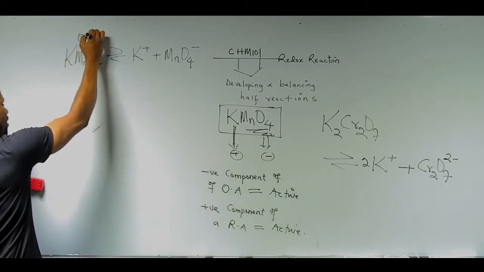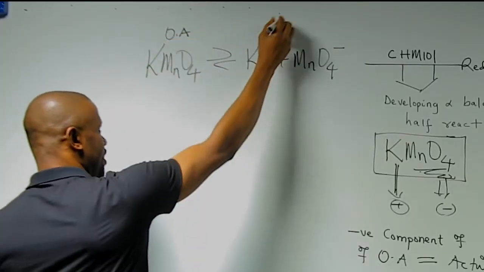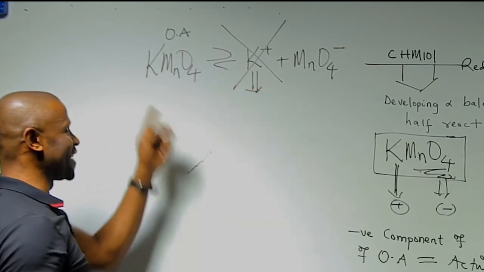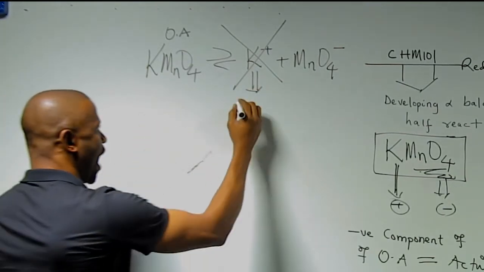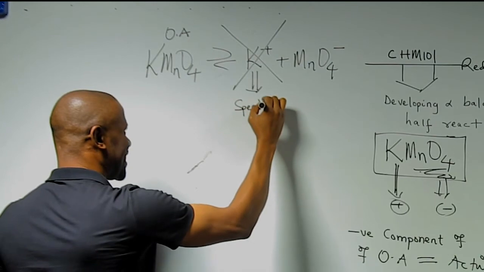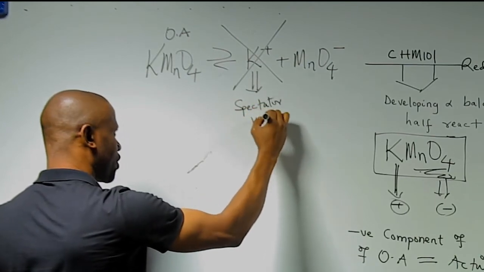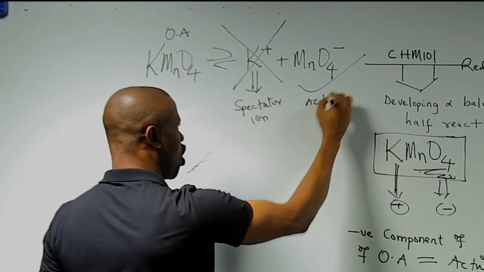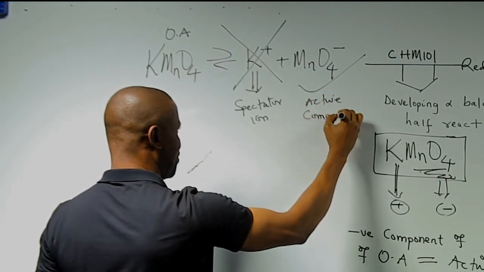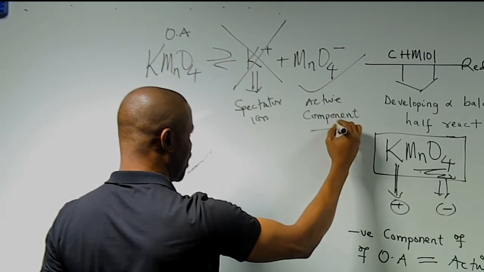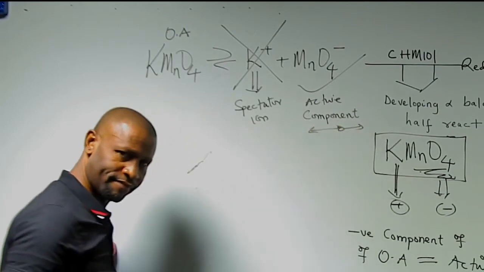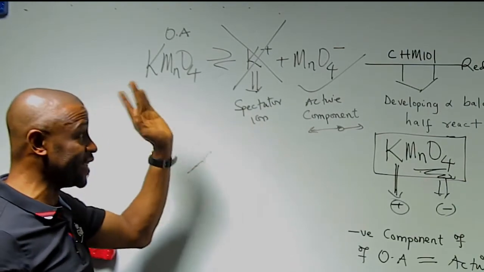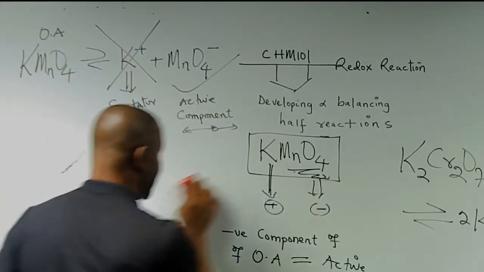This man here is an oxidizing agent. The positive component has nothing to do with the oxidizing property of this person. So I will identify this person as a spectator ion, whereas this person will be considered as the active component. And that is the man I'll be working on in my today's developing and balancing. Now, having identified the spectator ion and eliminated it, let's look at the active ingredient.